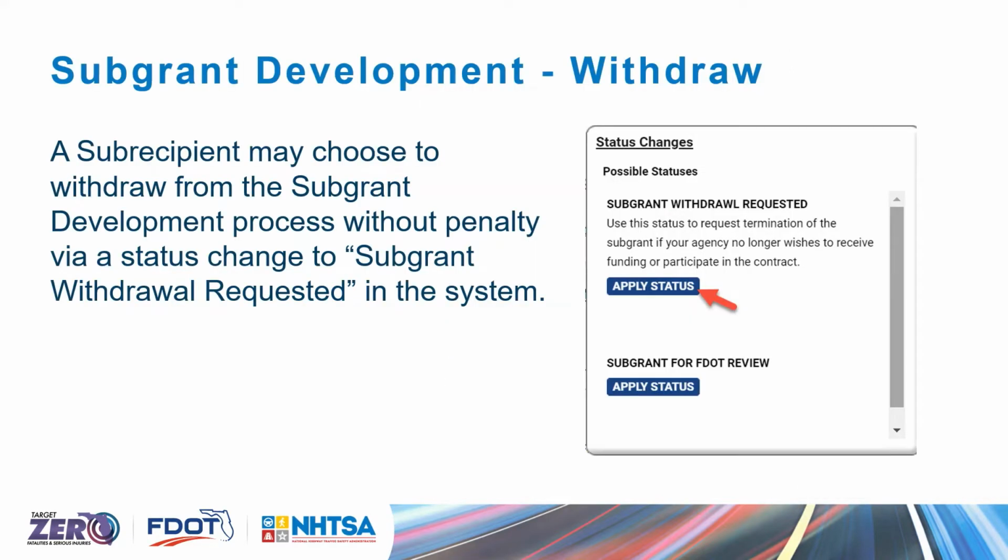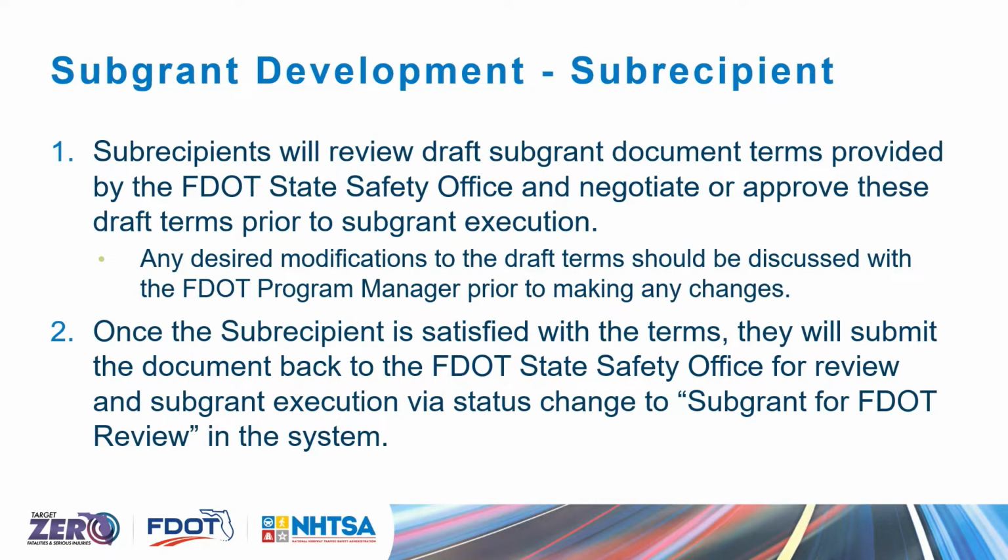So if your agency wishes to withdraw from any concept paper that was selected for funding and not actually proceed with subgrant execution, you can apply the status of subgrant withdrawal requested on each individual subgrant you don't wish to proceed with, no penalty. So we're going to briefly go over the 11 steps and who's responsible at each step to actually get this thing executed, and then we'll go through the actual step-by-step instructions for completing it in the system. So step 1 is with you, the subrecipient.